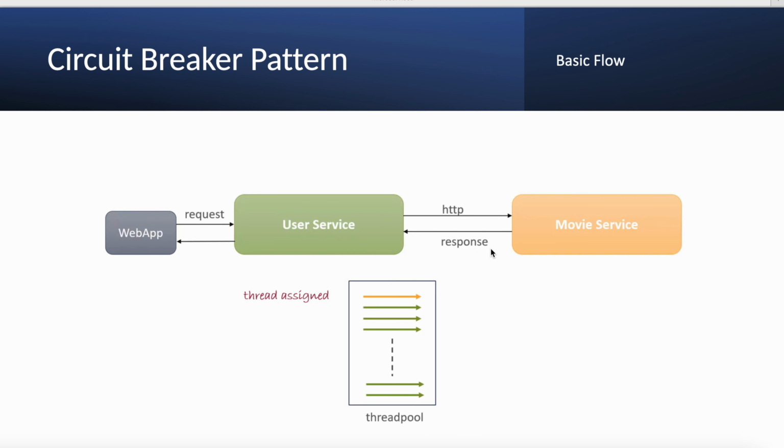This is the basic flow when we raise a request. This is the web app. It's requesting the user service and the user service is requesting the movie service. Movie service will respond back and the user service will respond to the web app. Whenever we request the user service, a new thread is created or a thread from the pool is assigned if it's free, right? The same goes for when we send the request from user service to the movie service. So this is the basic flow.